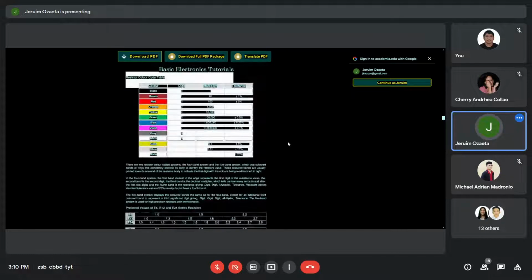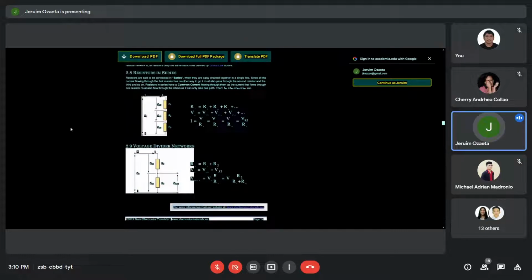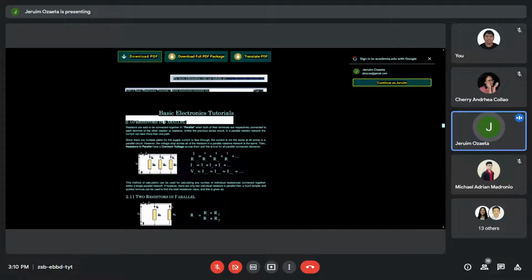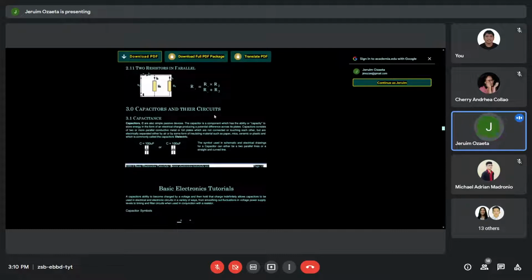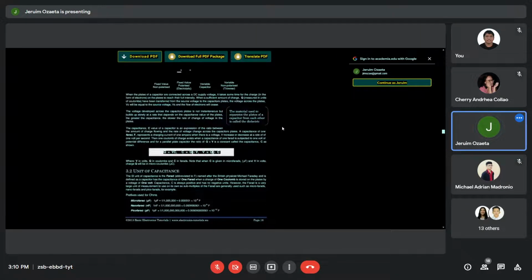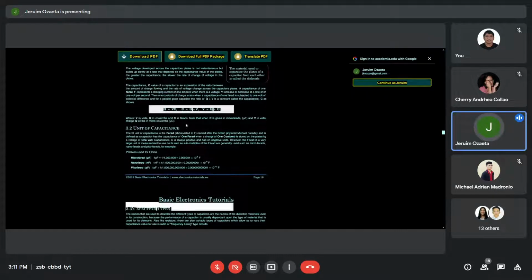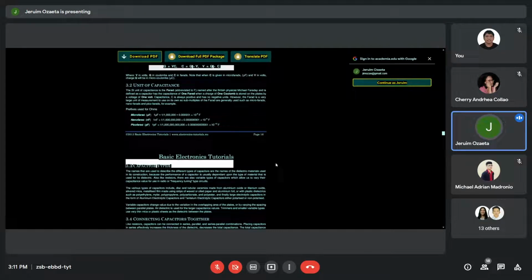Now we have the color code. It is easy. Now the circuit. These are examples of the circuit. Parallel circuit, or capacitors and their circuits. The characteristic of the capacitor, and the capacitance is defined by the amount of charge that is being stored per unit, per amount of volts. So that's the coulomb per volt. That's the case of capacitance.